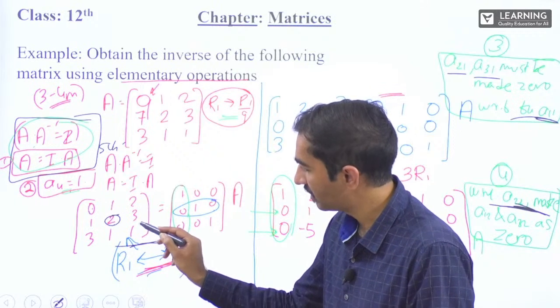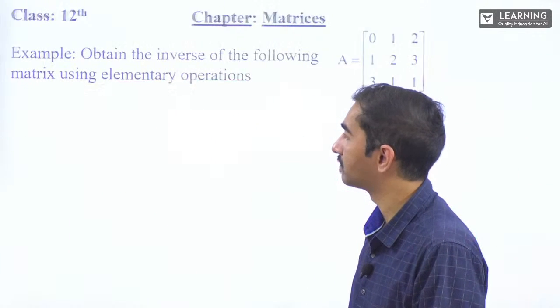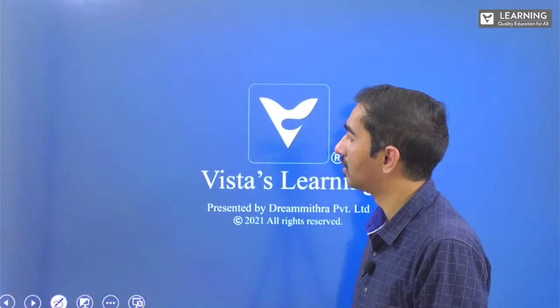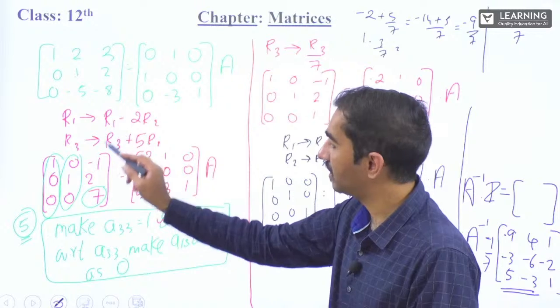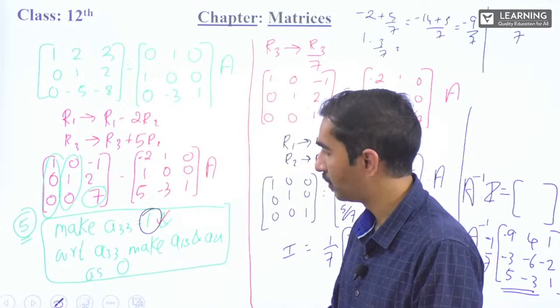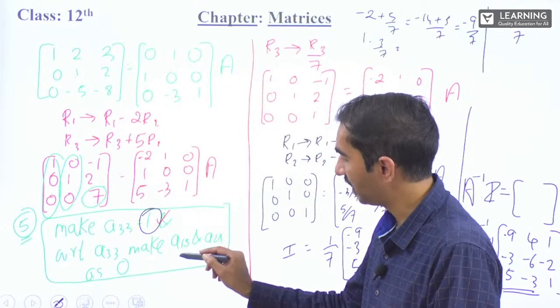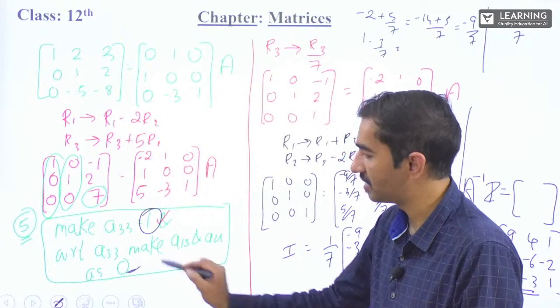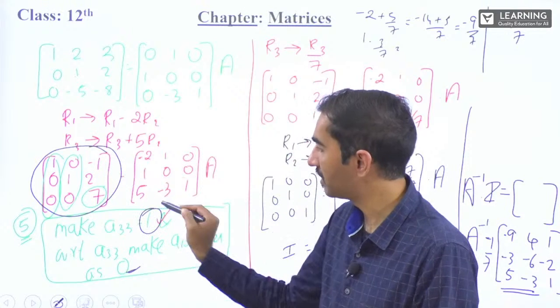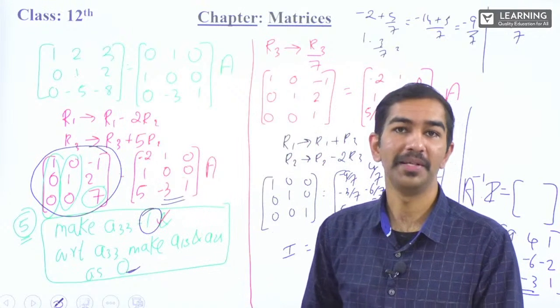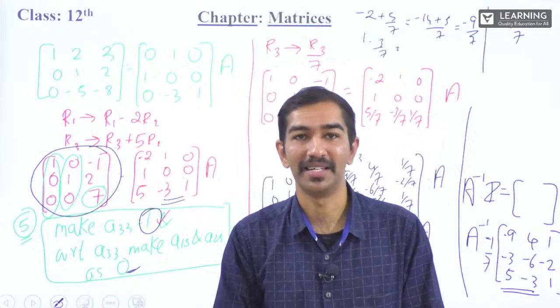The last step here is A33 must be made 1. With respect to A33, make A13 and A23 as 0. So if you make this an identity matrix, whatever matrix is remaining on this side will be the inverse of A. So that is all for today, students.